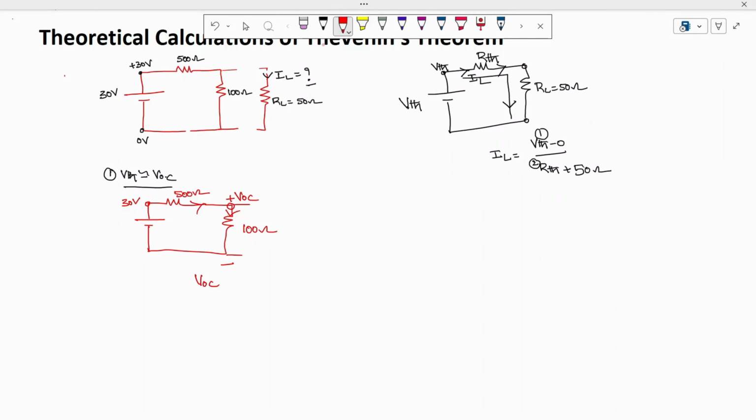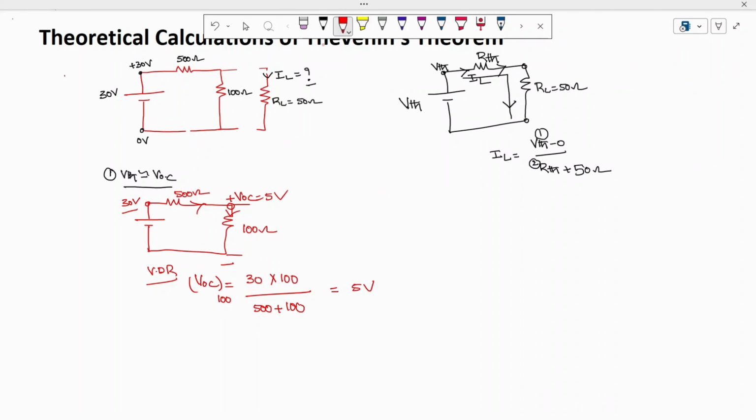Already one voltage is known, and these two resistors are connected in series, so we can find VOC by using the voltage division rule. As per the voltage division rule, the total voltage is 30. VOC is the voltage across the 100 ohm resistor, so multiply by 100 and divide by the sum of the resistors connected in series, 500 plus 100. So we get a voltage of 5 volts.